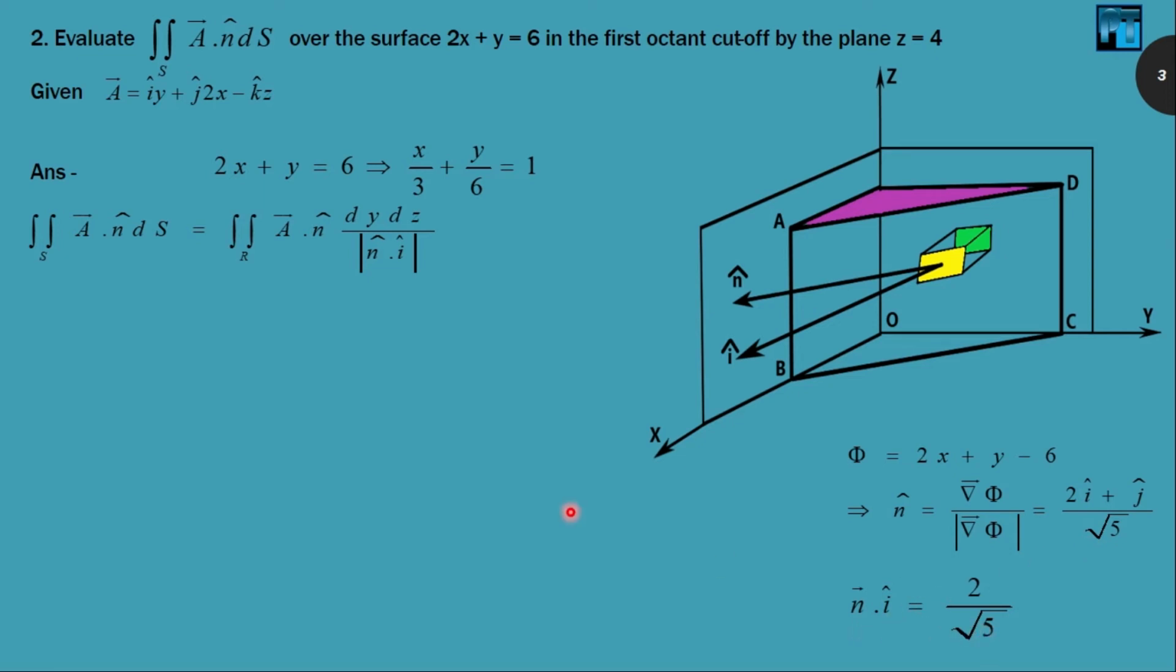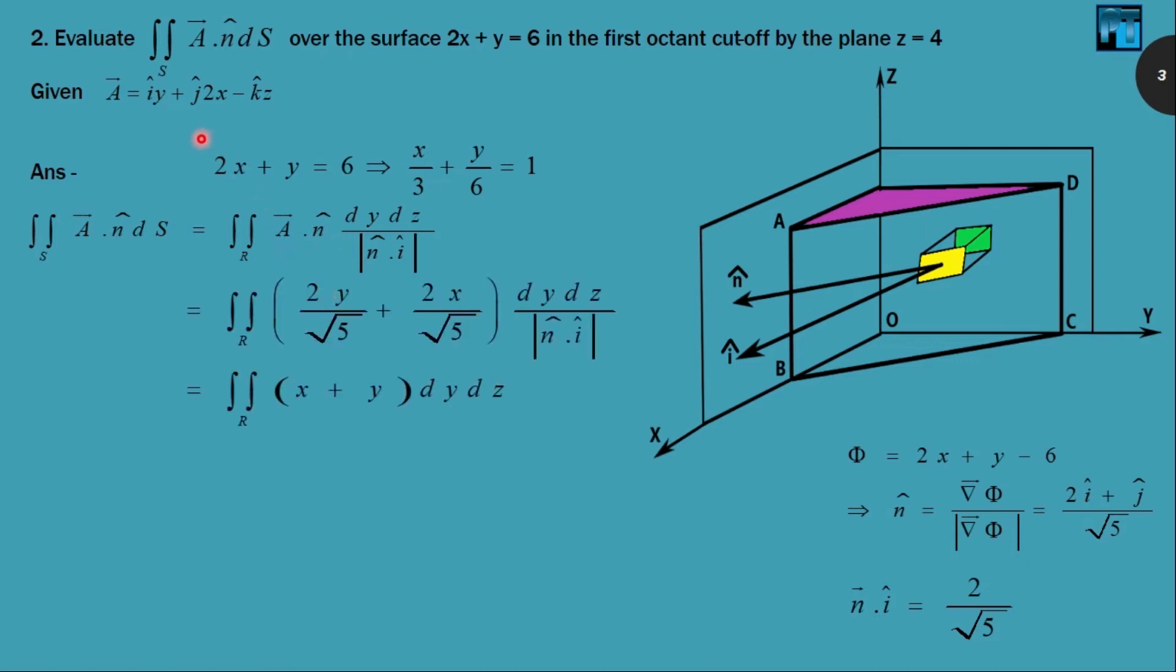Now I can easily determine A dot n cap. What is A? A is i cap y plus j cap 2x minus k cap 2z. So what is A dot n cap? y into 2 by root 5 plus 2x into 1 by root 5. So this is our A dot n cap, this is dy dz, and n cap dot i cap means 2 by root 5. So after necessary simplification, we have x plus y dy dz.